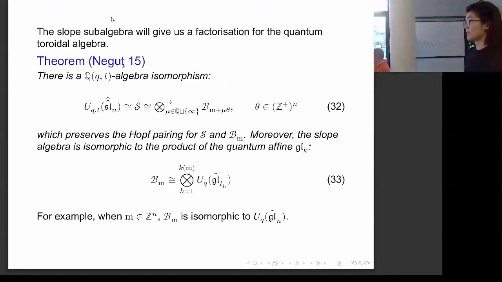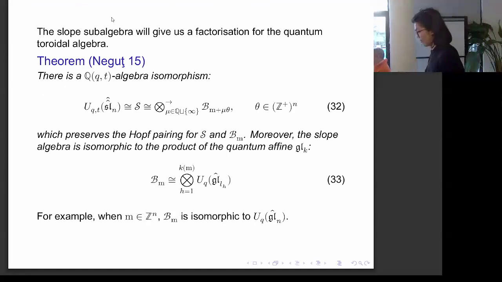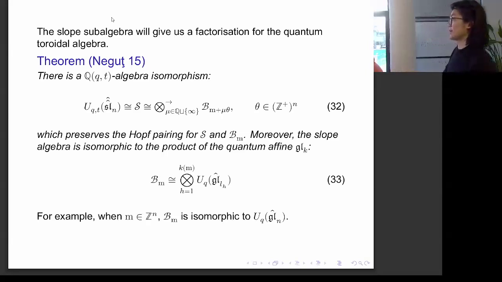Yeah. So the first good thing about slope subalgebra is that this will give us a factorization of the quantum toroidal algebra. So what does it mean? It means that for the quantum toroidal algebra over here, we can factorize this algebra as the infinite product of the slope subalgebras over here. And moreover, this factorization preserves the whole theory for both the slope subalgebra and the shuffle algebra. And moreover, for the case of the affine type A, we can have a much better description for the slope subalgebra. It's isomorphic to the product of the quantum affine GLK over here.